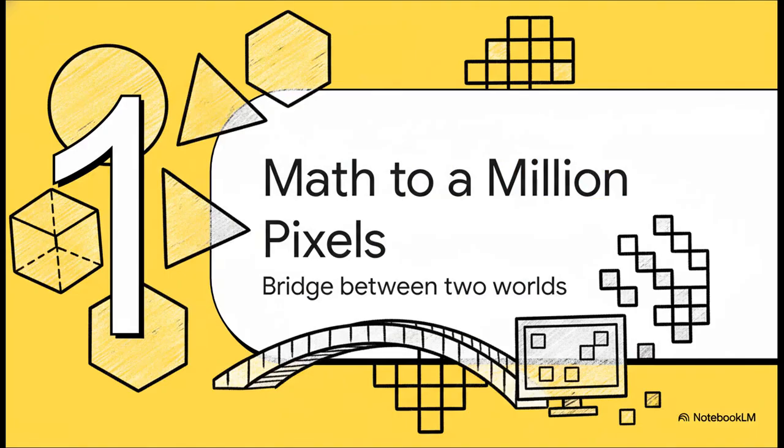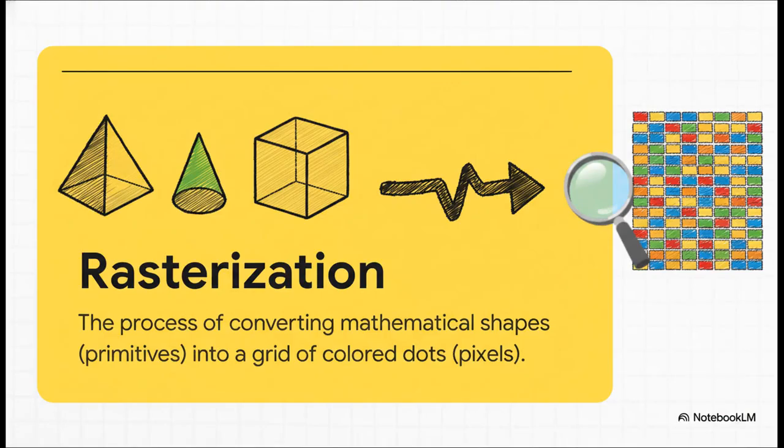And that process, well, it's really a bridge that connects two totally different worlds, the perfect continuous world of geometry and the blocky physical world of your actual screen. That bridge has a name: rasterization. All it really is, at its heart, is the process of converting mathematical shapes, we call them primitives, and they're almost always just simple triangles, into that grid of colored dots or pixels that you see. It's the absolute foundational step that turns an abstract 3D model into a real 2D image.